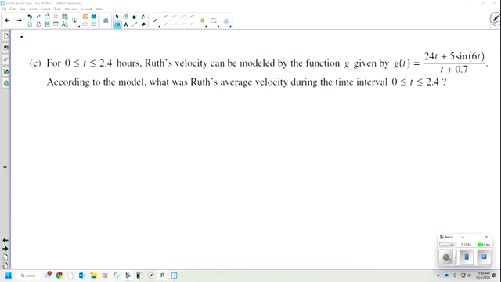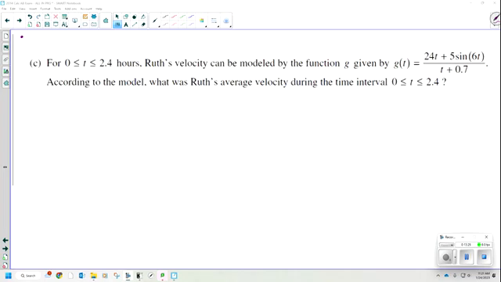1C. For time between 0 and 2.4 hours inclusive, Ruth's velocity can be modeled by the function g given by g of t is 24t plus 5 sine of 6t over t plus 0.7. According to this model, what was Ruth's average velocity during the time interval from 0 to 2.4 inclusive?